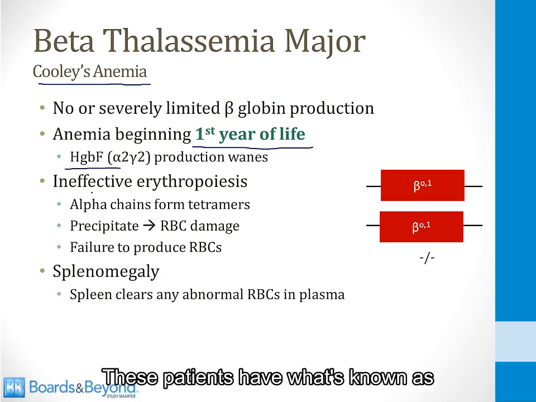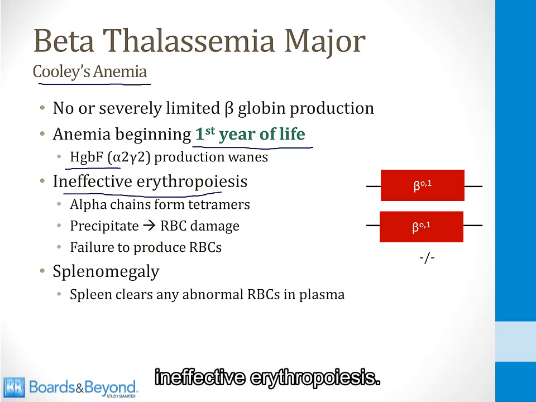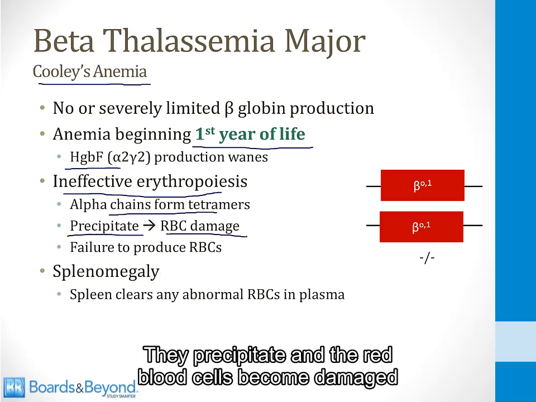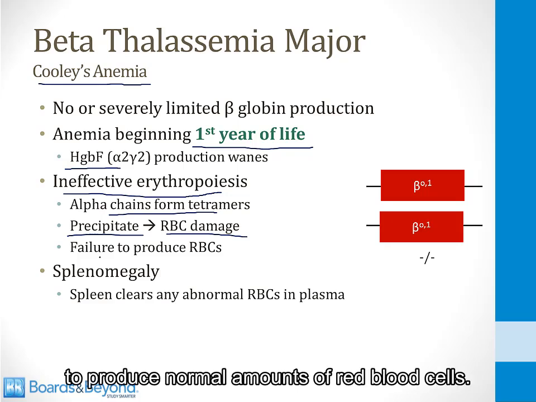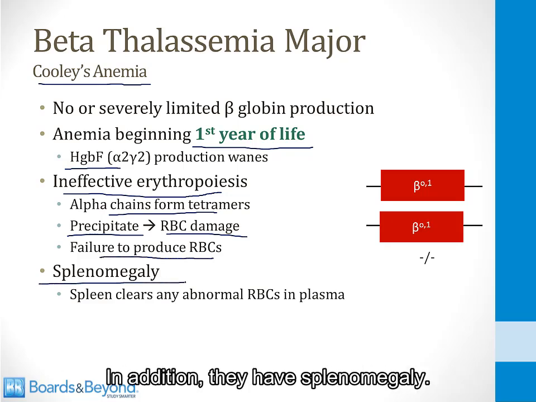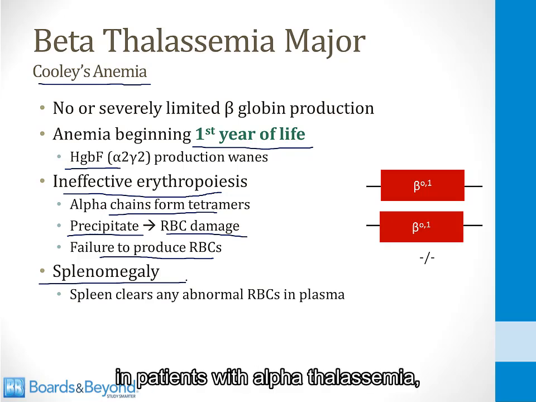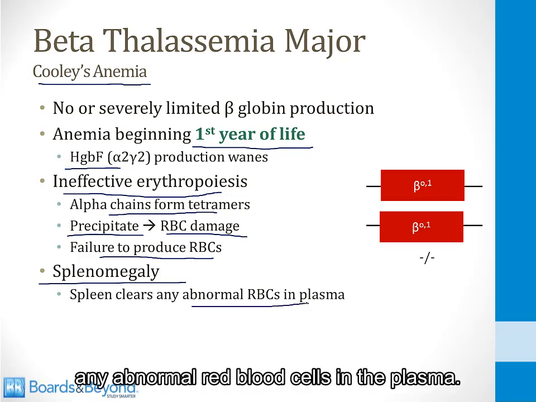These patients have what's known as ineffective erythropoiesis. The alpha chains form tetramers, they precipitate, and the red blood cells become damaged, and the bone marrow fails to produce normal amounts of red blood cells. In addition, they have splenomegaly. They have abnormal deformity of the red blood cells, just like we talked about before in patients with alpha thalassemia, and therefore the spleen clears any abnormal red blood cells in the plasma.